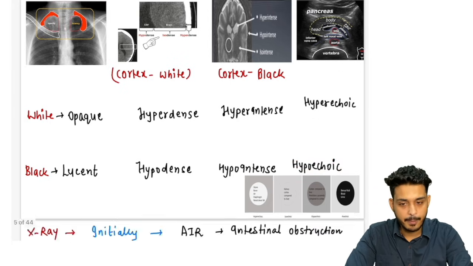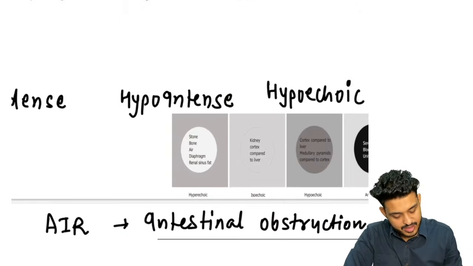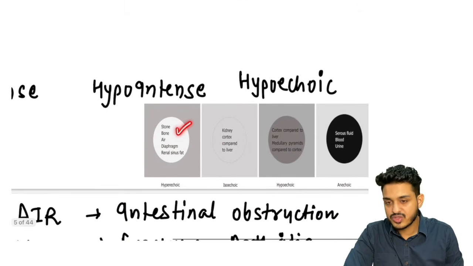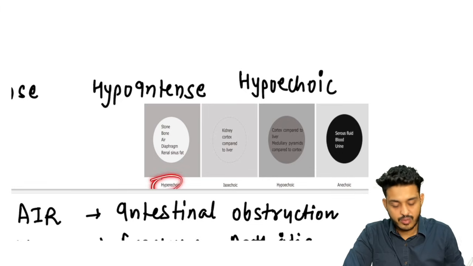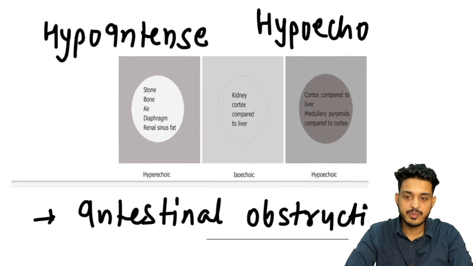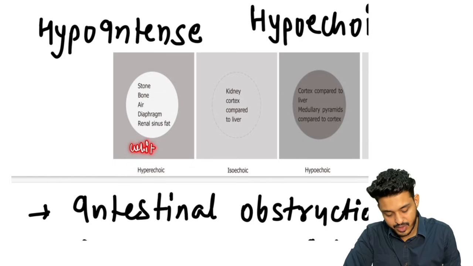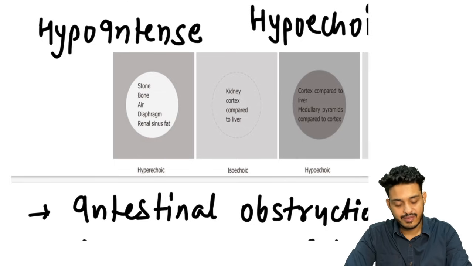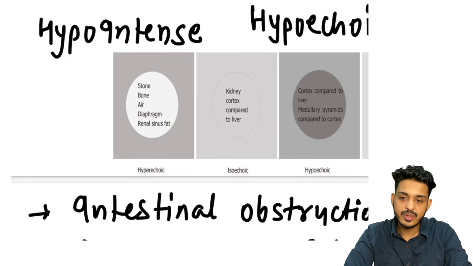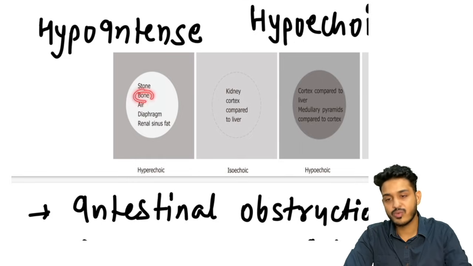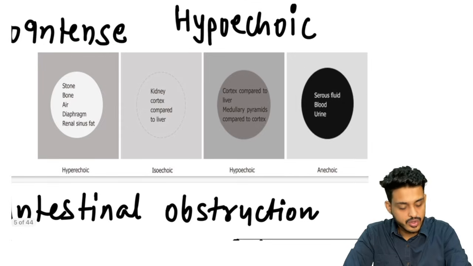For example, if you want to talk about this particular thing, stones are going to appear what in the ultrasound? Remember, stones are going to be hyperechoic. That means stones are going to appear white on ultrasound, right? Whereas hair is going to appear white on ultrasound. Bone is going to appear white on ultrasound, right?